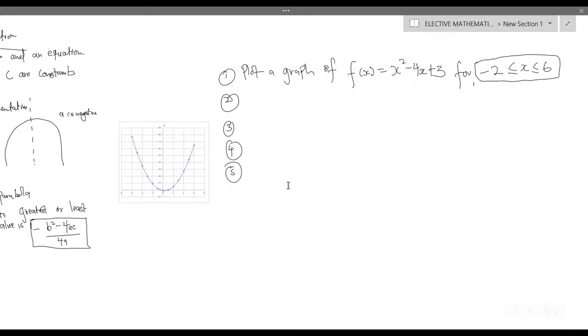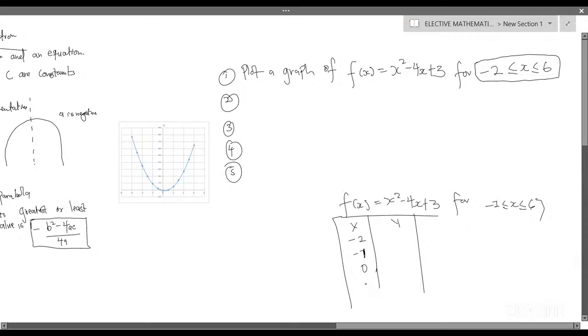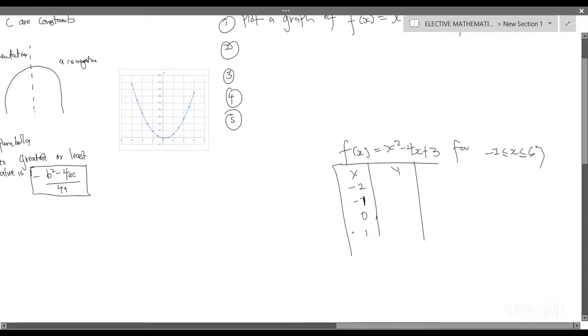So when you're done, you raise up your hand, I call you, you mention the coordinates for me. So let me draw your table. So we have x coordinates, and then we have y coordinates, using the function f of x equals x squared minus 4x plus 3, for the range -2 ≤ x ≤ 6. This is to tell us that here is -2, -1, 0, 1, 2, 3, 4, 5, 6.